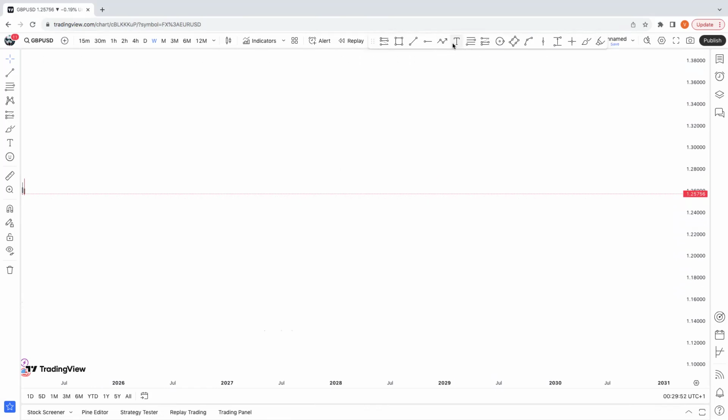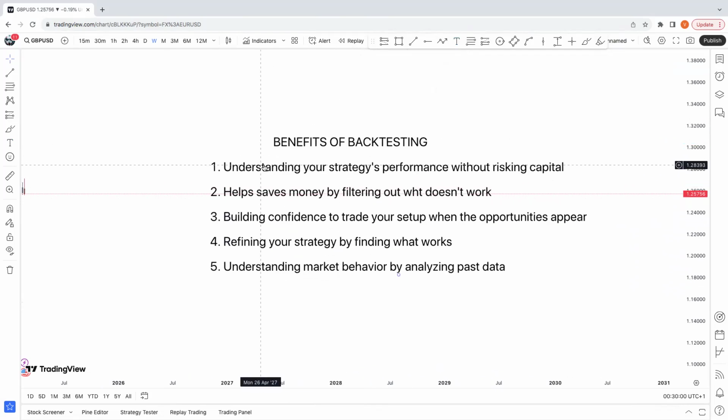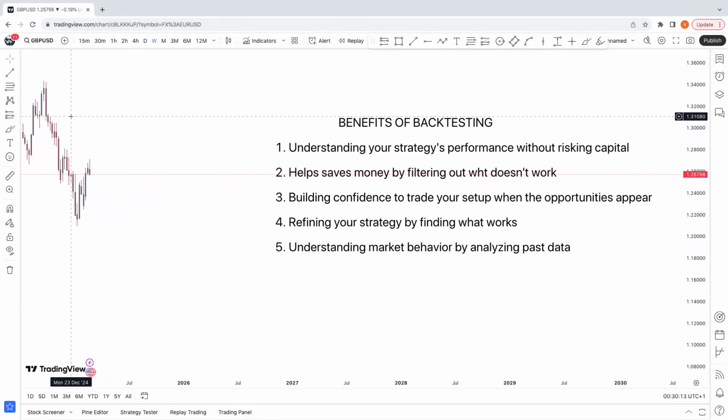So let's quickly look at the benefits of backtesting before we go to our chart to carry out proper backtesting. Now, what are the benefits? The number one is it helps you understand your strategy's performance without risking capital. When you go to your chart to backtest your strategy, you don't need money to do that. You don't need any capital to do that.